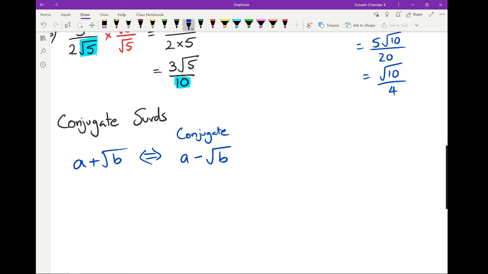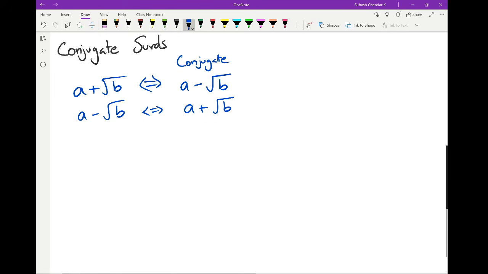Okay, and similarly, if you have A minus square root of B, then the conjugate of that is going to be A plus square root of B. Now, the reason we want to be working with the conjugate is because I'll show you a real simple question to start off with, and show you why we actually end up using conjugate surds.